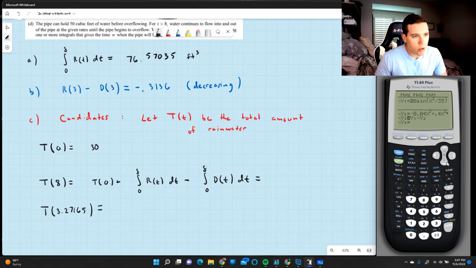Let's make sure I stored this correctly. Negative 0.04 t cubed plus 0.4 t squared plus 0.96 t. No, that's right. Let's try this again.